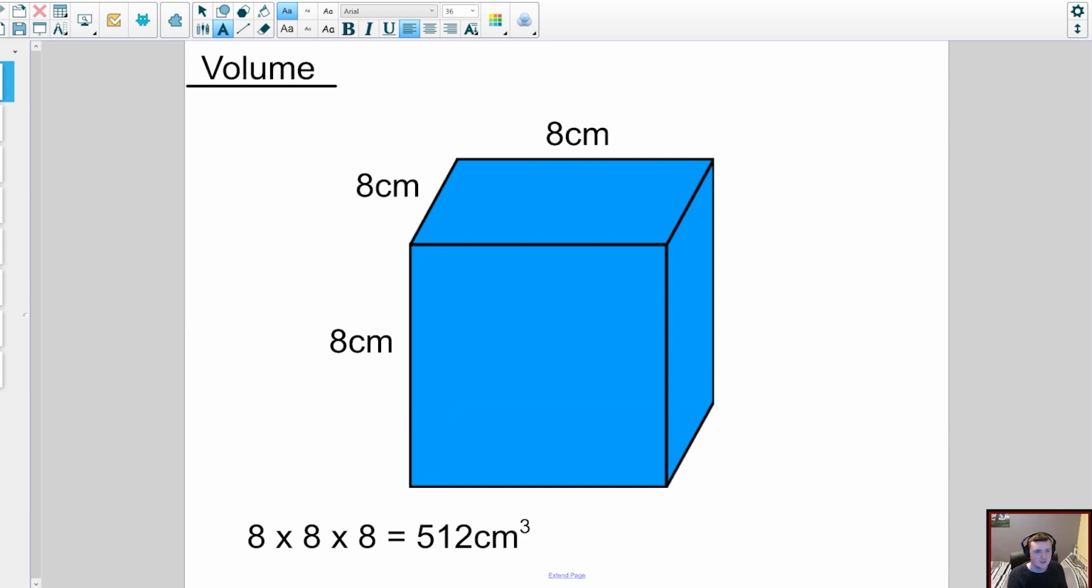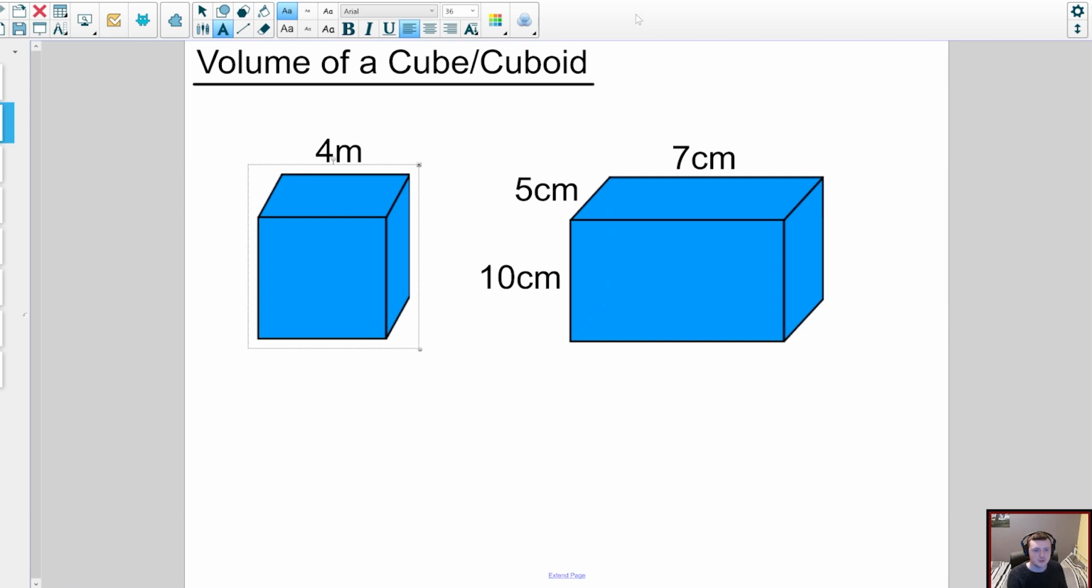Okay, moving on to the volume of a cube and cuboid then. We know that the formula for these is length times width times depth. So multiply the 3 dimensions together. And so with that in mind, we put that up here, what is the volume of these 2 shapes? Making sure you use the correct units. So pause the video, have a go, and I'll be there in a minute.